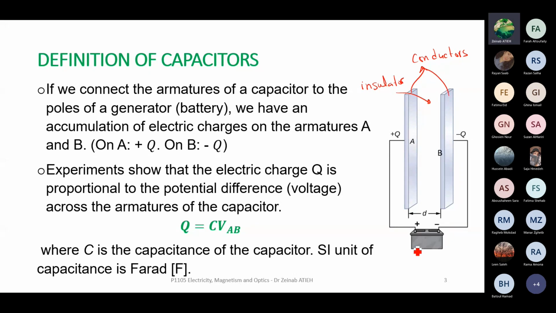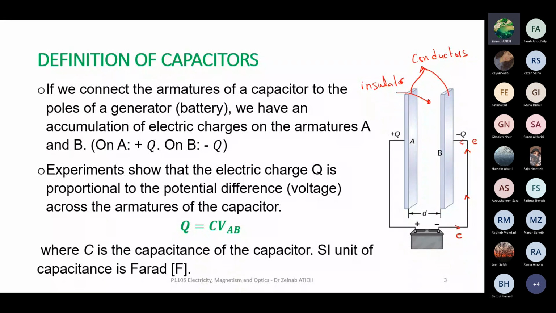Okay, we have our generator. And you all know that electrons will leave from the negative pole of the dry cell or the battery. So electrons will start moving, and they will arrive at armature B. Remember that we call the plates of the capacitor armatures, while for the battery we call them poles.